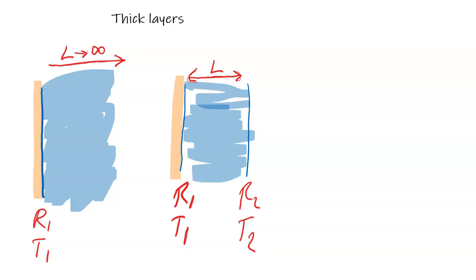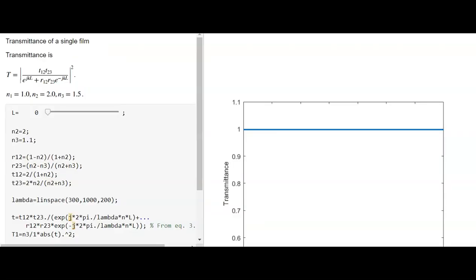Let's inspect the spectrum of thin and thick films and observe why the thick films are problematic in our coherent T-matrix model. Here is an example in MATLAB of a single film calculated with the T-matrix method. The thickness can be tuned.